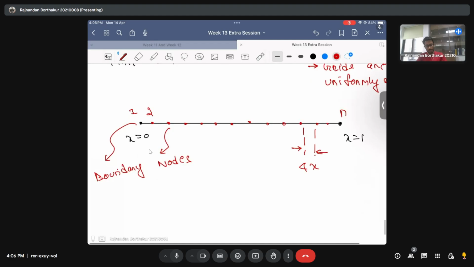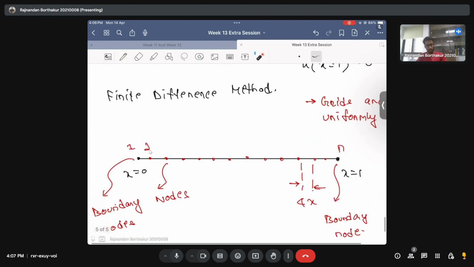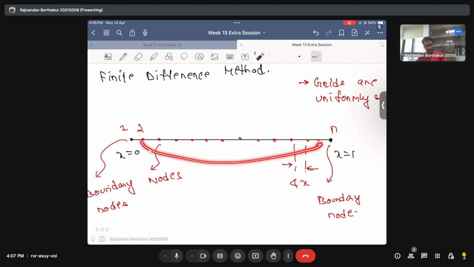So the first and the last points are known as the boundary nodes. The feature of a boundary node is that you already know the value of the variable there, because you know the boundary conditions. So for the remaining n minus 2 points, you need to actually solve. What you are doing in a numerical method is trying to evaluate the functional value of u at these nodes.